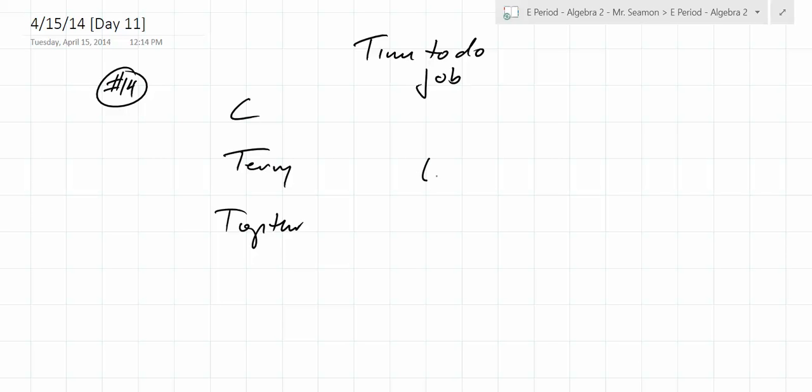So if it takes Terry 2 hours, or T hours, how long does it take Callie to prepare it? 2 hours faster than Terry, so it's T minus 2. If they work together, they can do the entire prospectus in how long? 5 hours. How long will it take each of them working alone to prepare the prospectus?